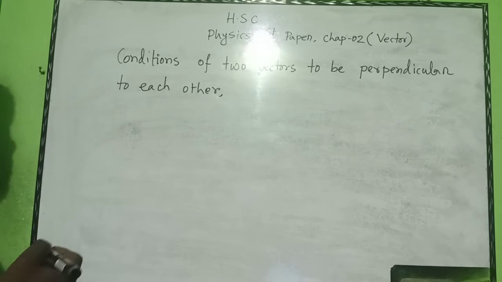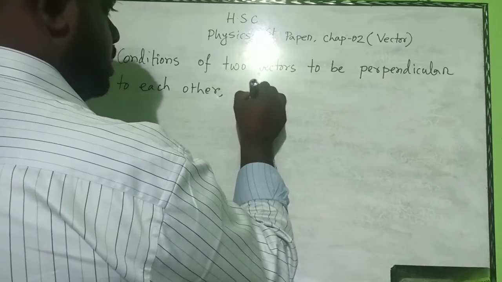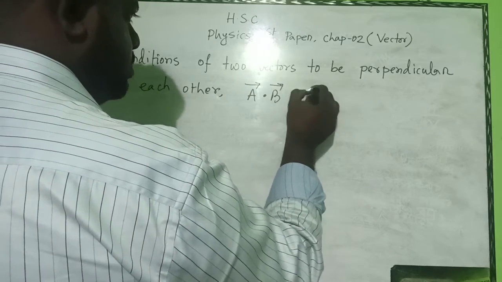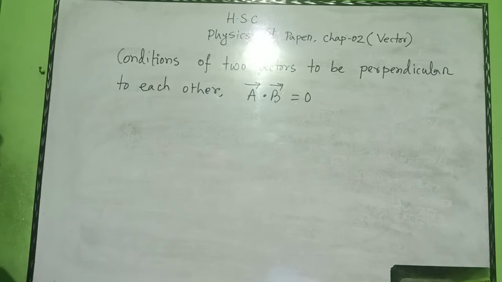I have discussed that A dot B equals 0. If A dot B equals 0, in that case A and B act perpendicularly to each other. Okay.